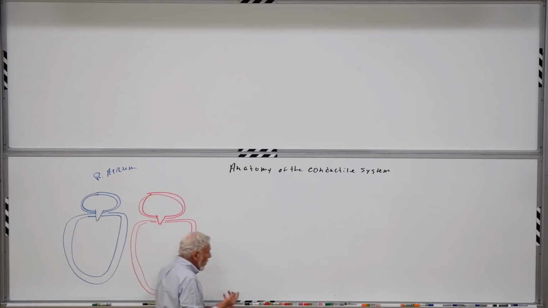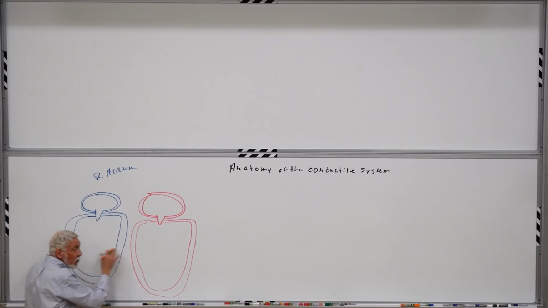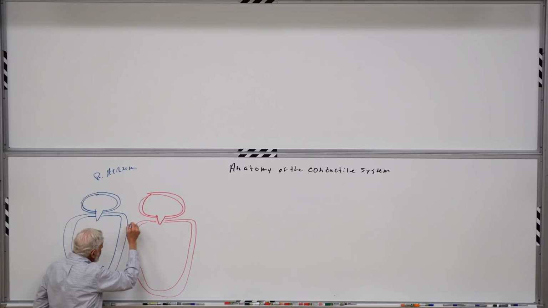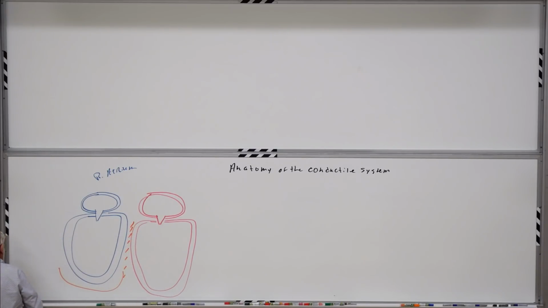We didn't discuss it very much, but there's a wall that separates the left and right ventricles. This wall I'll hash in here in orange. This is called the septum.